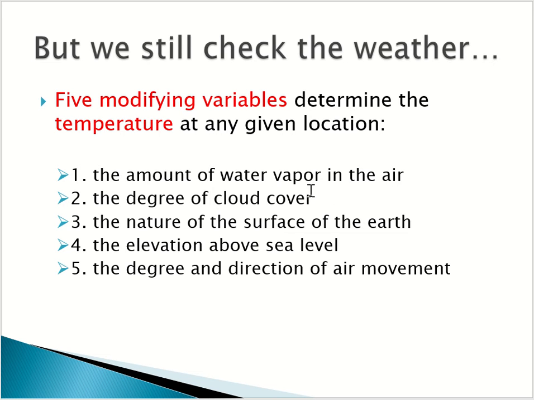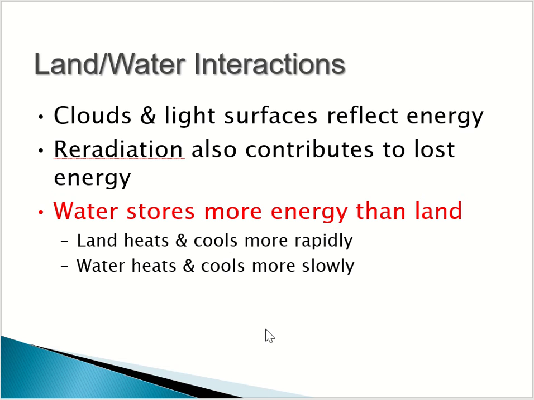In fact, trying to understand and predict changes in cloud cover is, I think, right now the greatest source of uncertainty in climate models. Also, the nature of the surface of the Earth, so this being things like topography, mountains, a plateau, elevation above sea level. So this, are you living on a mountain? Or do you live in the rain shadow of a mountain? And the degree and direction of air movement. Land-water interactions are very important modifying variables.